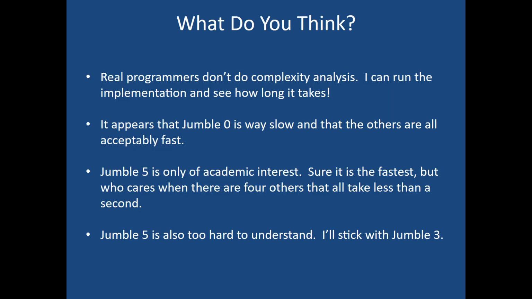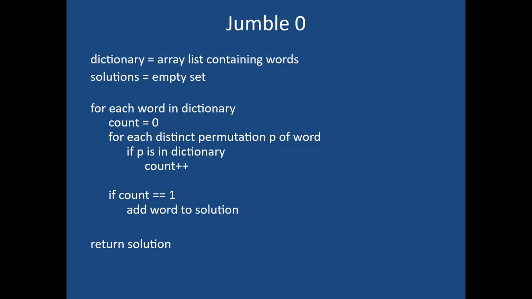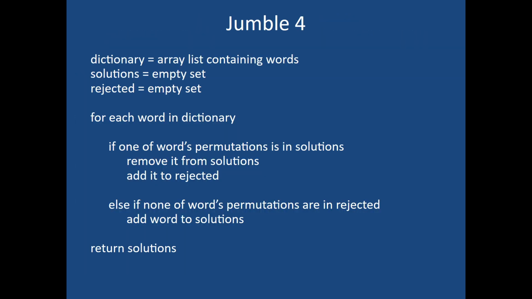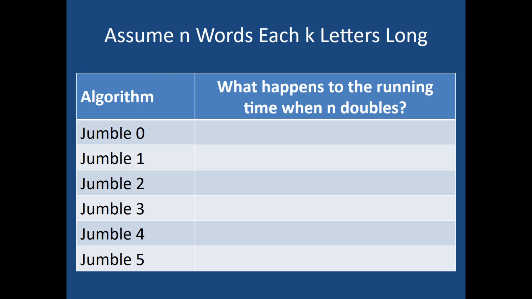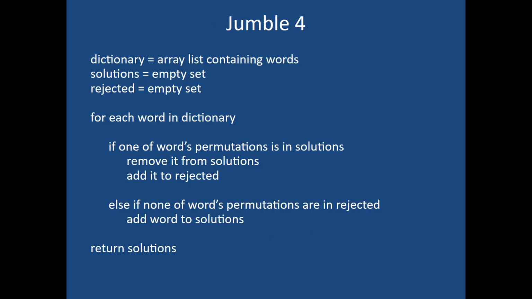And so when you think about those timing results, I'll go back to them. I have to go back a long way, sorry about that. Right there, where it looked like Jumble 1 through Jumble 5 were all pretty good. When you start letting K grow, Jumble 5 is going to stay down there pretty close to 2.9 as K starts growing. And those other ones are just going to get ridiculously slow really fast. So there's something to this algorithm analysis stuff.